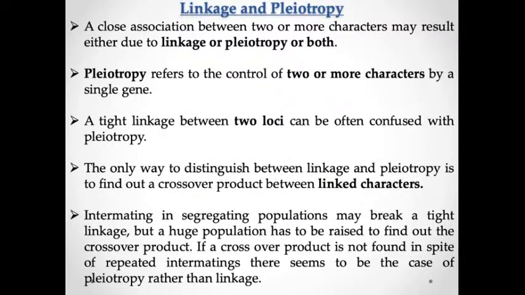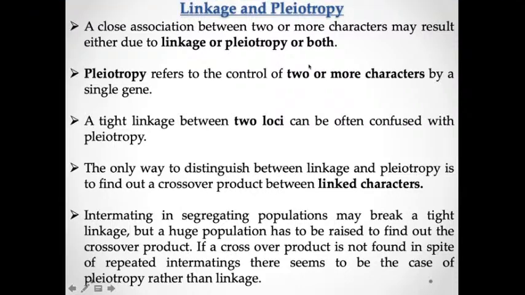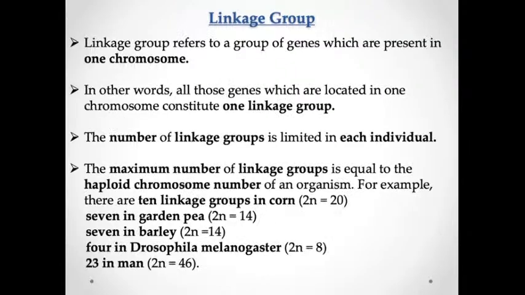Now, there is some relation between linkage and pleiotropy, a close association between them. That is, a close association between two or more characters may result either due to linkage or pleiotropy or both. Pleiotropy refers to the control of two or more characters by a single gene. A tight linkage between two loci can often be confused with pleiotropy. The only way to distinguish between linkage and pleiotropy is to find out crossover products between linked characters.